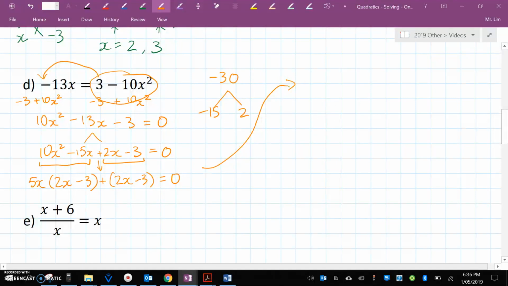Now we can take out a common factor of 2x minus 3, and what's left over is 5x plus 1. Now it's fully factorized. We have brackets times brackets. It's a binomial product. This makes it easy for us to know what x is equal to. x is equal to opposite sign positive 3 over 2 and opposite sign negative 1 over 5.